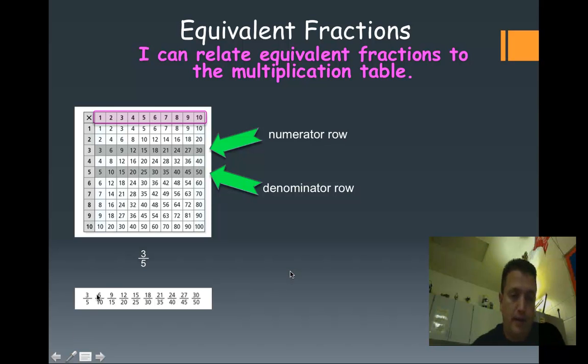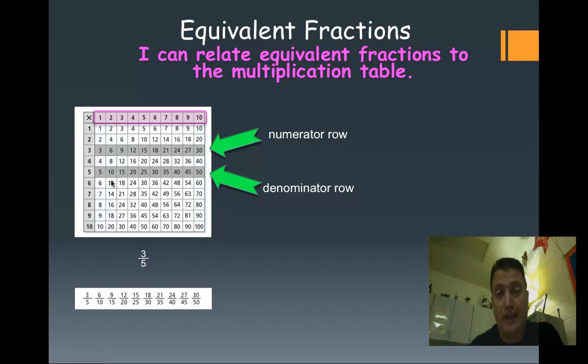Let's look down here at the bottom. We've got some different equivalent fractions here. So we had 3/5. 3/5 became 6/10. Well, how did that happen? Well, we multiplied both the numerator and the denominator by 2 to give us 6/10. And that's a really important point. I'm going to just kind of segue here.